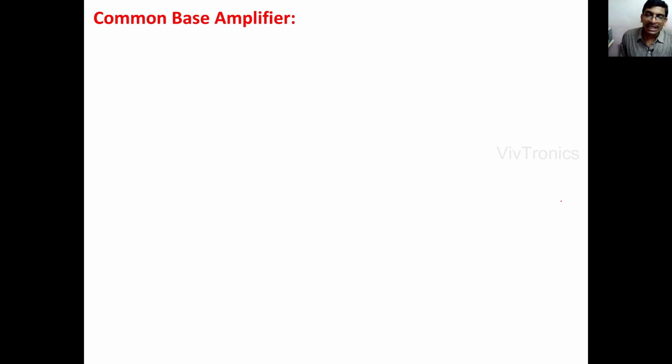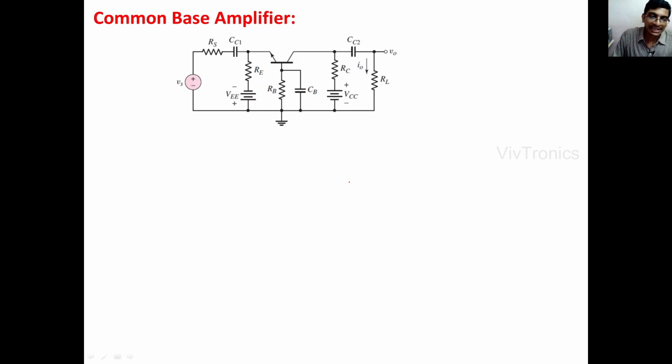Okay students, in the last video we have seen about the CC amplifier or emitter follower circuit. In this video we are going to see the common base amplifier circuit. Okay, this is the common base amplifier circuit in which the base terminal is common for both input and output, so that it is called as common base amplifier.